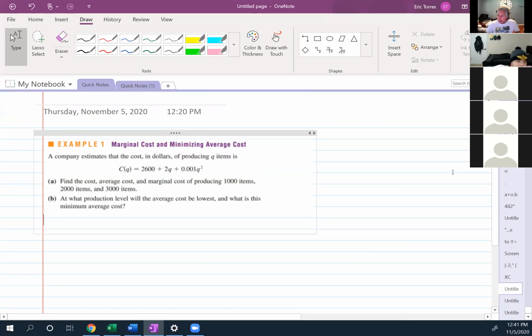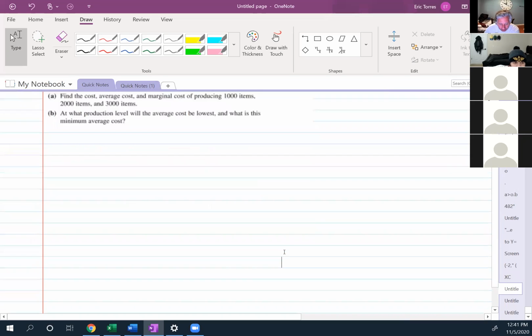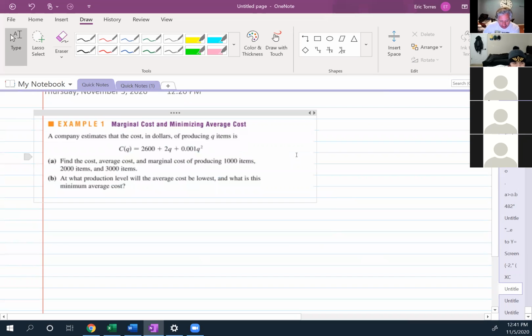All right. So looking at this example. In this situation, my goal is to, let's see, we've got a cost function. We want to find the cost, average cost, and marginal cost of producing 1,000 items, 2,000 items, and 3,000 items. Okay, so let's talk about those three different functions. The cost function, we have that right here.